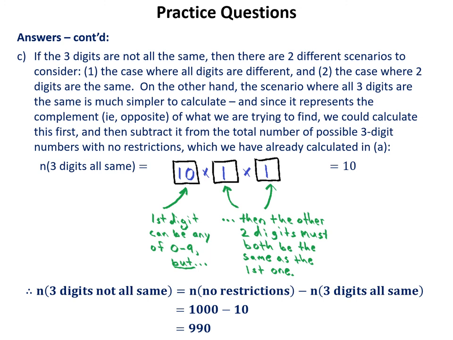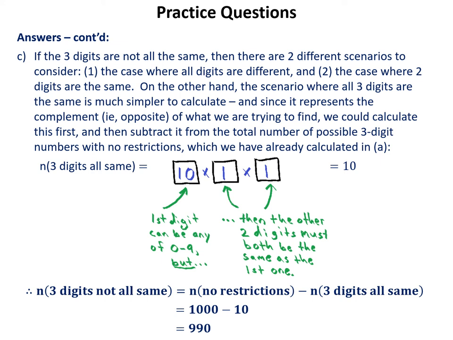And finally, for part C, if the 3 digits are not all the same, then there's 2 different scenarios we need to consider here. One would be the case where all the digits are different, and the other is the case where 2 digits are the same and 1 is different. However, there's another more efficient way we can do this.